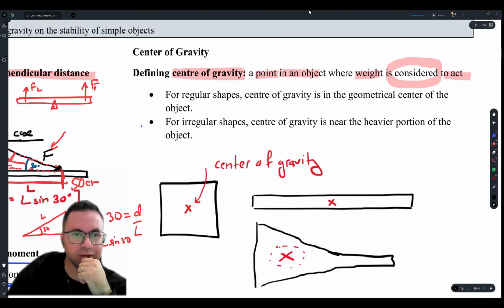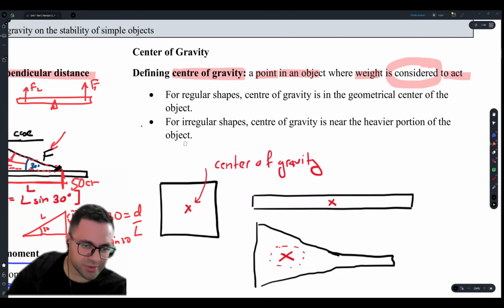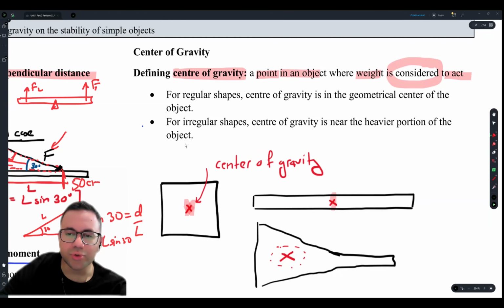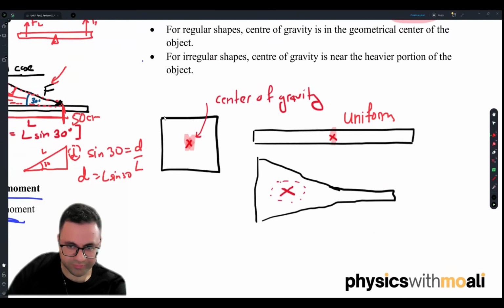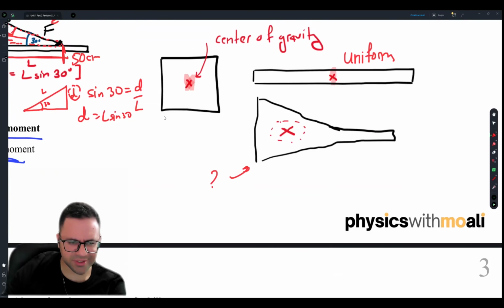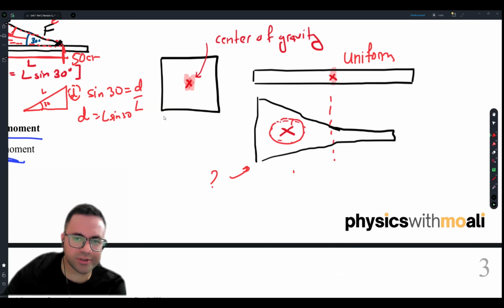Next. If you have a regular object, the center of gravity is always in the middle, perfectly in the center. The term often used in exams is the word uniform. So if you have a uniform beam, a uniform object, a regular shape, it's in the center. If it's irregular in shape, like this thing over here, it's not going to be in the center. It'll be closer to the heavier side of the object, like the thicker, heavier side.